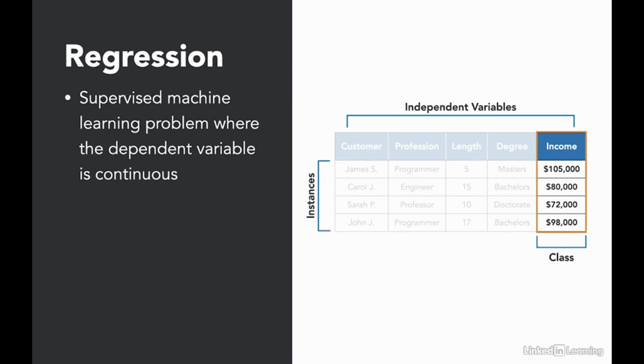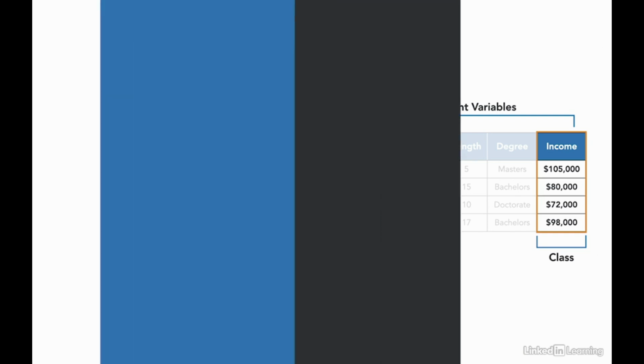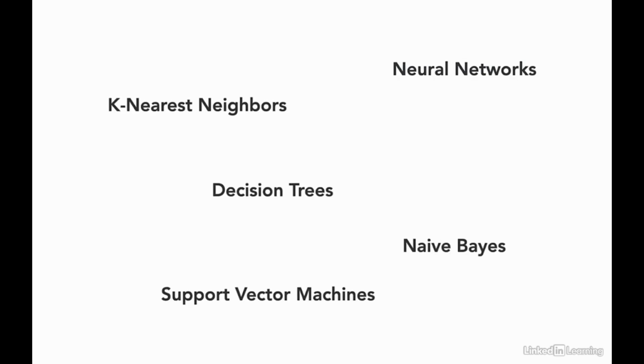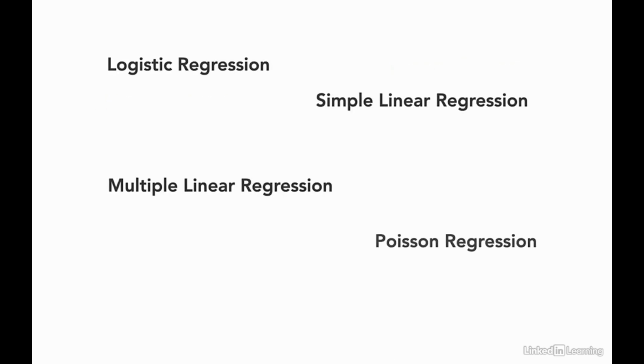If we intend to predict a continuous value such as age, income, or temperature, then our model is known as a regression model. In the example shown here, we intend to use profession, length of employment, and highest degree earned as predictors for income, which is a continuous value. Most popular machine learning algorithms such as decision trees, naive Bayes, neural networks, support vector machines, and k-nearest neighbors can be used to solve both regression and classification problems. However, there exists a family of algorithms that are tailor-made for regression and regression alone. Some of them are listed here.